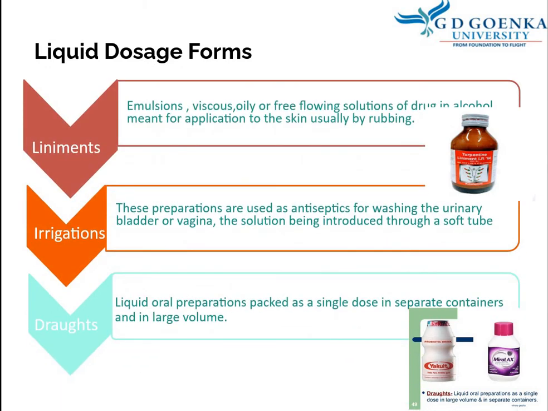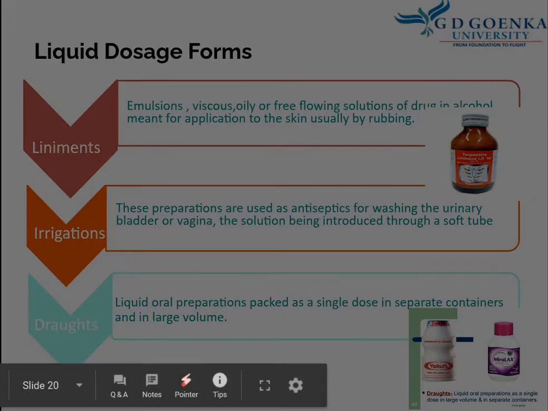The other examples of liquid dosage forms include liniments. Liniments are emulsions or viscous, oily, or free-flowing solutions of drug in alcohol. They are meant for application to the skin, usually by rubbing. Irrigation. These preparations are used as antiseptics for washing the urinary bladder or vagina, the solution being introduced through a soft tube. Drafts. These are liquid oral preparations packed as a single dose in separate containers and in large volumes. Yakult is one example of a draft preparation.